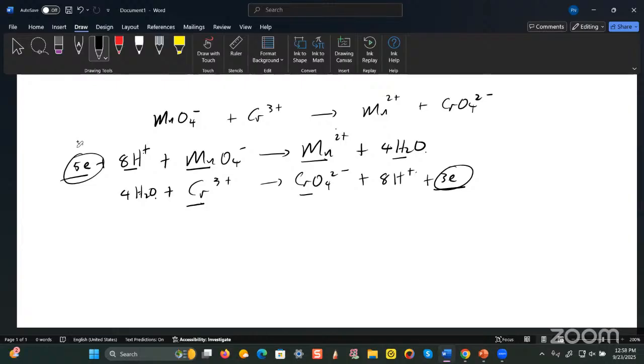You multiply the top reaction by 3 and then multiply the bottom reaction by 5. Exactly. The reason you do that is because if you multiply this by 3, you're going to get 15 electrons here. And if you multiply the number of electrons here by 5, you're going to get 15, and therefore they're equal. But remember, you're going to multiply the entire equation by that number. So in the case of the first half equation, we're going to multiply this by 3.